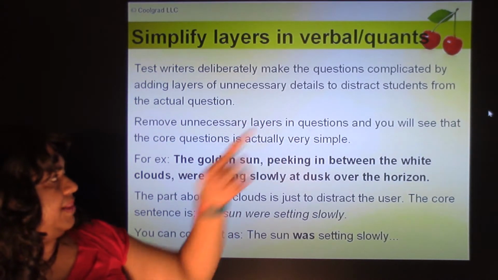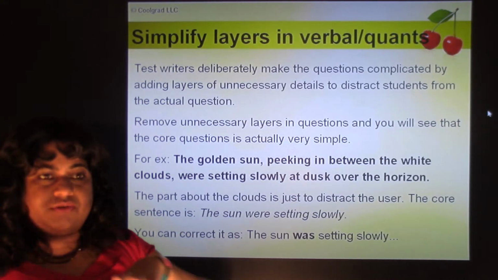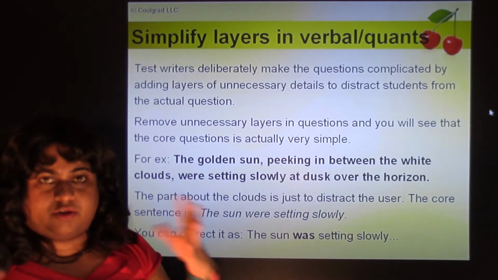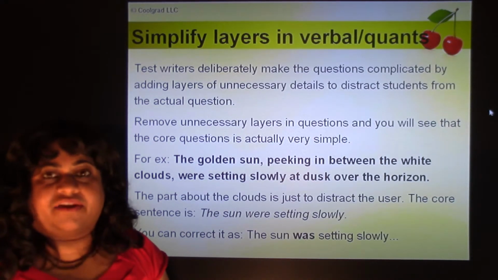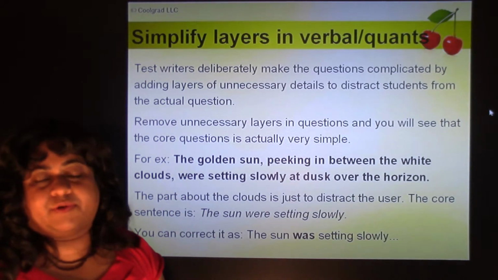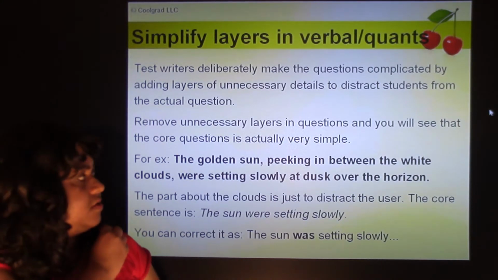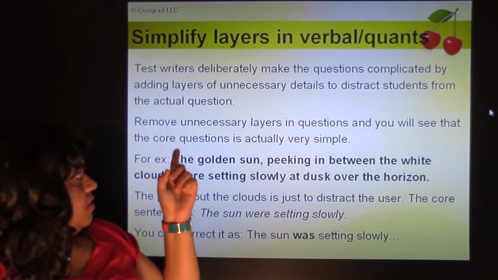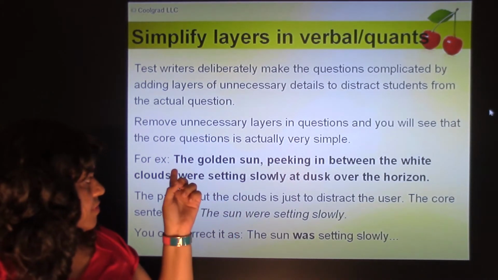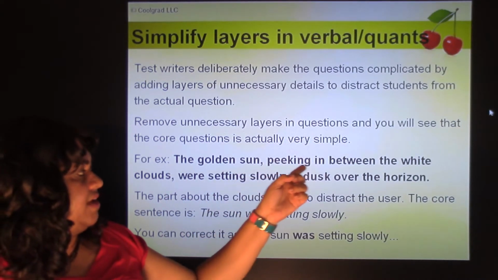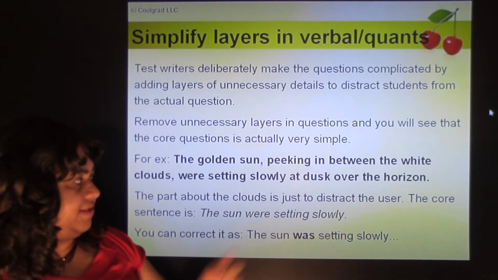Simplify layers in verbal and quant. A lot of questions in the verbal and quantitative sections use a lot of unnecessary data just to mask a really simple core sentence. That's added just to confuse you. This is a technique which will help you analyze the synonyms, antonyms and meanings of various phrases. For example, if you have a sentence to correct: the golden sun peeking in between the white clouds were setting slowly at dusk over the horizon.